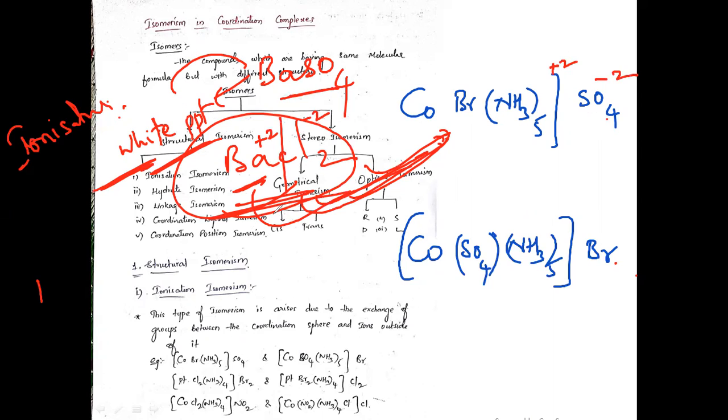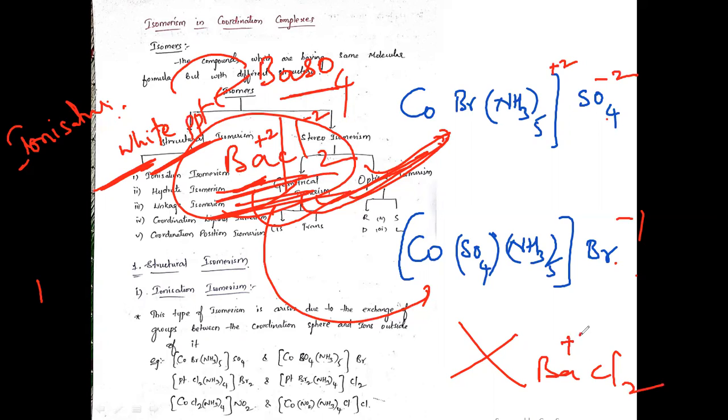But the second complex cannot react with this barium chloride, because here the bromine is -1, and we are reacting with the barium chloride. In barium chloride we have barium in +2, but here this is -1. If it is -2, then it can easily react with the barium, but here it is -1 and there it is +2. There is a difference, no neutralization happens, hence the ionization will not occur here.